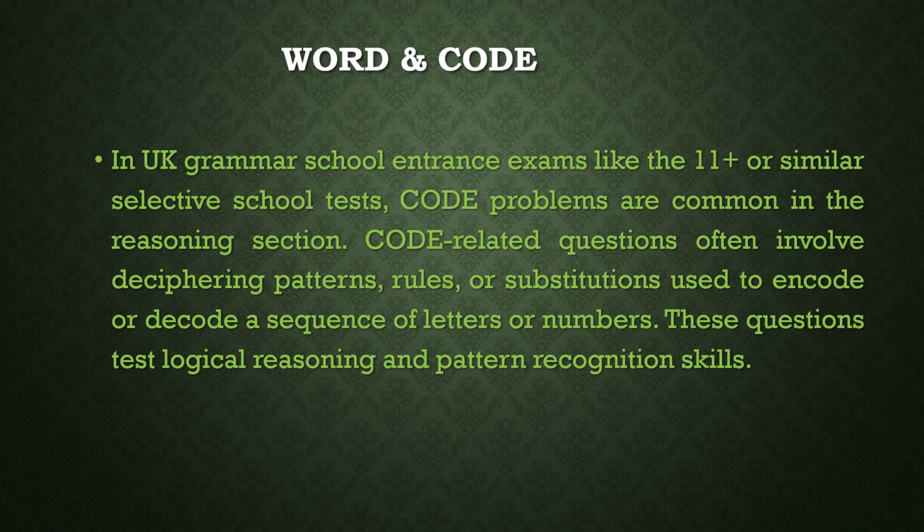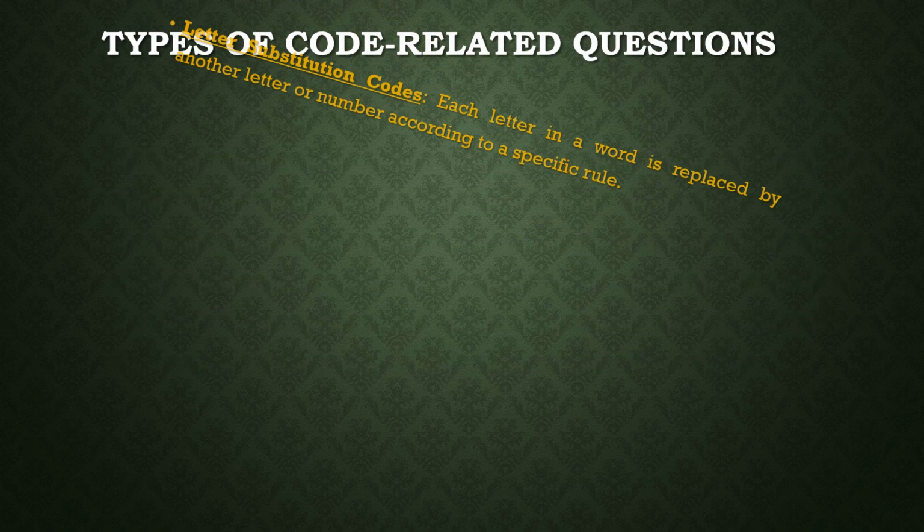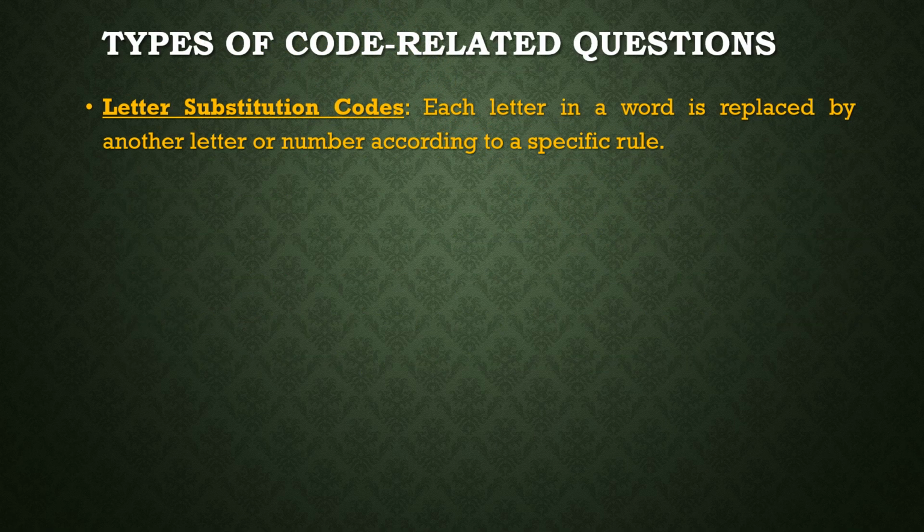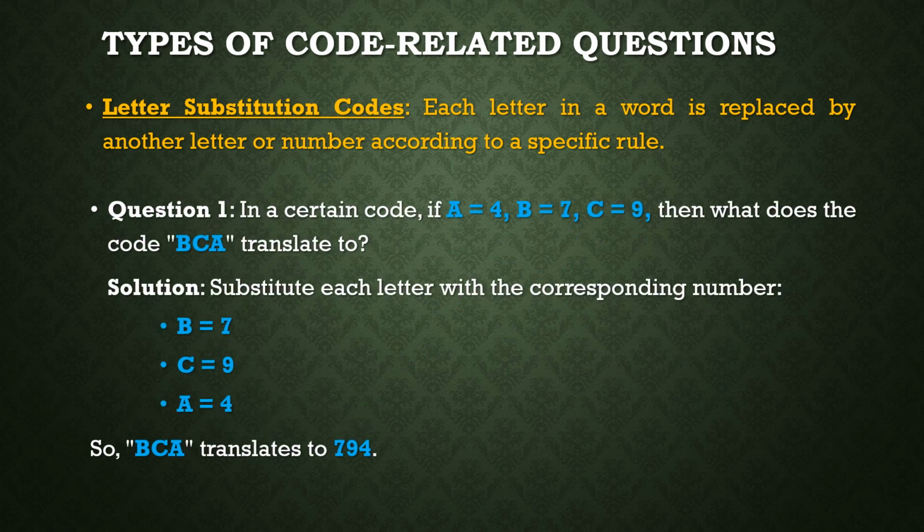So let's get started. So what are the common questions in the word and code related pattern? The very first type in this category is the letter substitution code, wherein each letter in a word is replaced by another letter or a number according to a specific rule. So what type of question may we get in this?